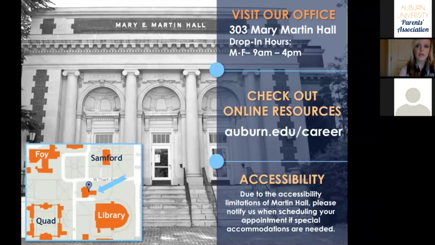The first thing you or your students may need to know about our office is where we are located. We are in Mary Martin Hall. I'm sure if you attended Auburn University yourself, you may know where Mary Martin is. It was built in 1910, so it's one of the oldest buildings on campus, and it's a beautiful building. We have drop-in hours in the Career Center, Monday through Friday from 9 to 4. If your student has never been into the Career Center before, please encourage them to come to our drop-in hours. We have them every single day. We actually just extended our drop-in hours this semester because we've had so many students.